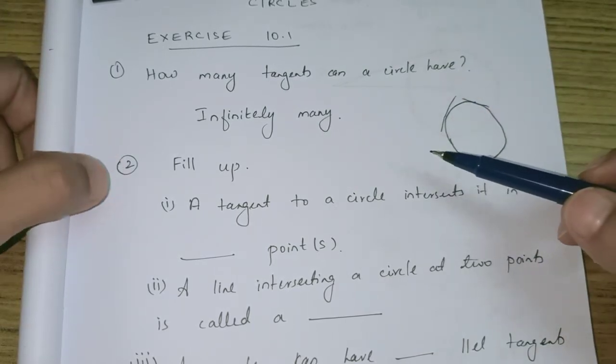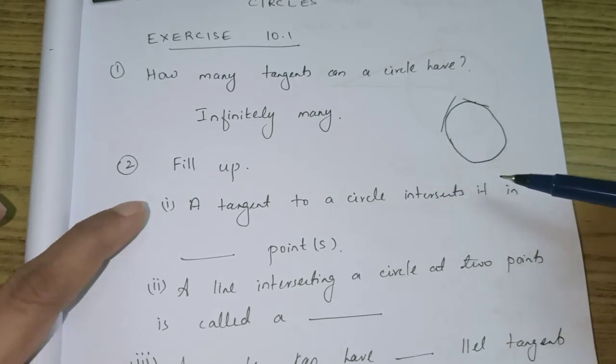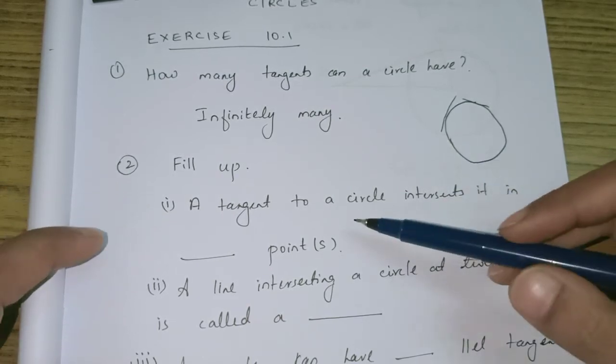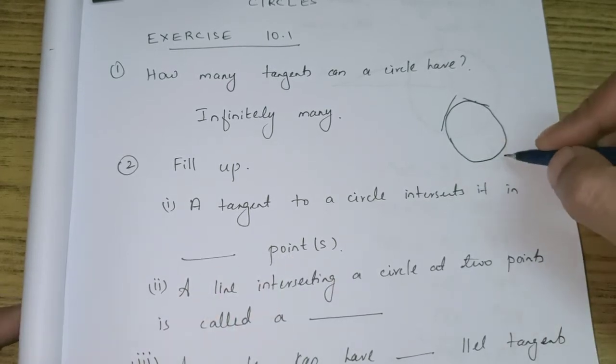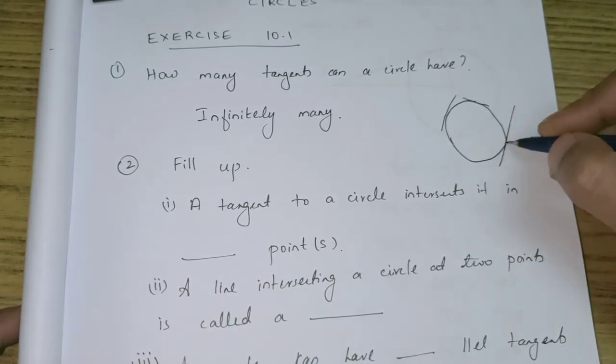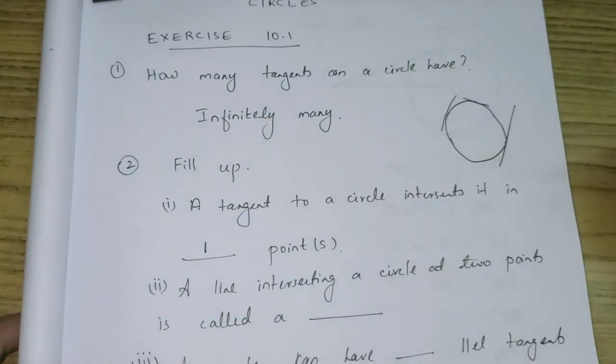Second one is fill up. There are 4 subdivisions. The first one: the tangent to a circle intersects it at dash point or points. They are giving you both options. So we have a tangent here to the circle. It is intersecting the circle at exactly one point. Only then we will call it a tangent.